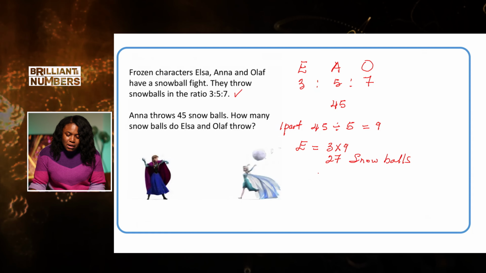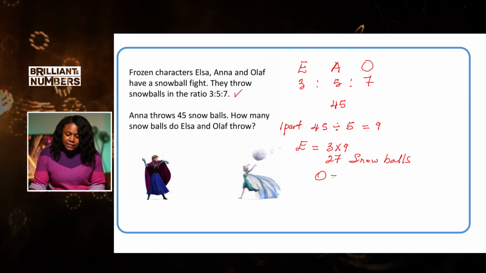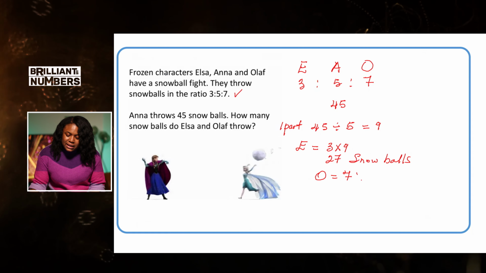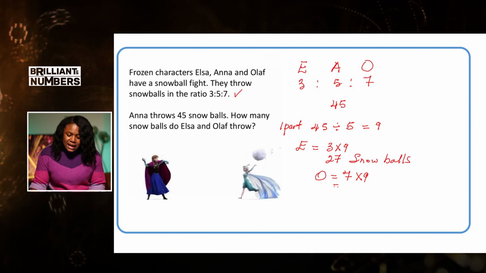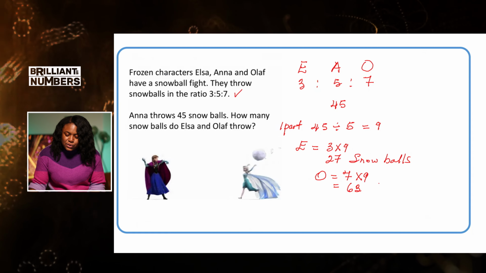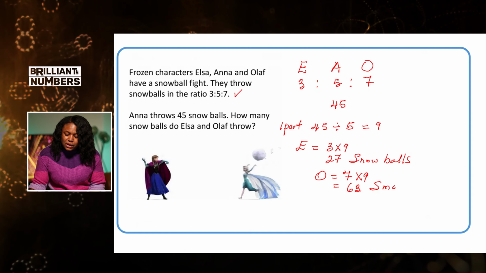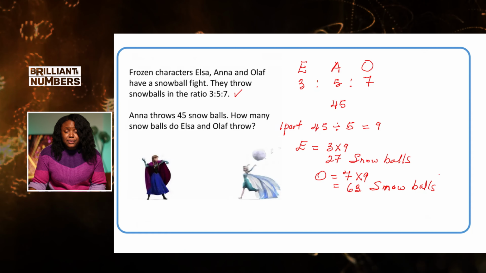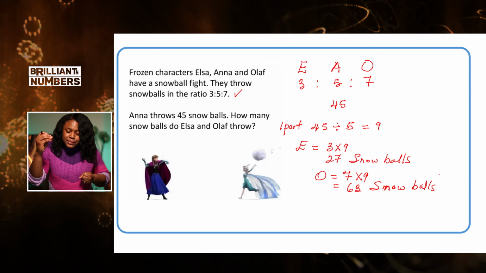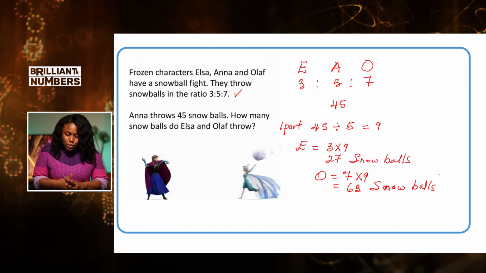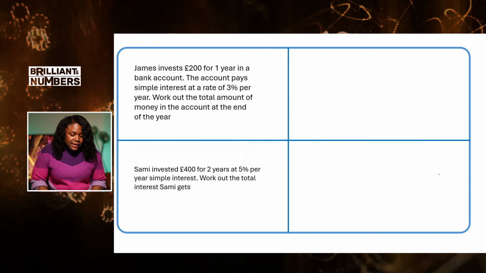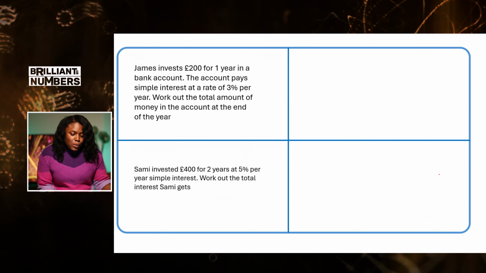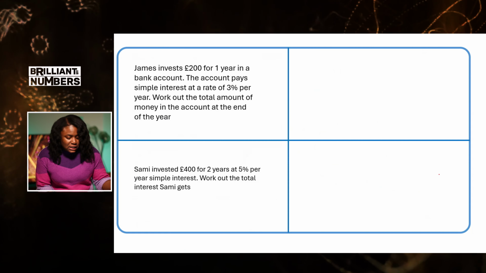And then Olaf. O for Olaf, he's got 7 ratio parts. I'm going to do 7 times 9. And 7 times 9 gives me 63. So Olaf is 63 snowballs. And there we go. So we just need to find a breakthrough in the question, which we did. Well done. Okay, so now we're going to go on to looking at simple interest and compound interest.